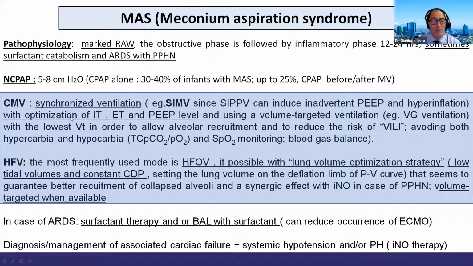In many cases for these babies, it's important to try to use the lowest tidal volume in order to maintain normal gas exchange. In many cases, you can use high frequency oscillatory ventilation. In some cases, it's necessary to use lung volume optimization strategies, but always try to use the lowest tidal volume and a constant CDP, and try to reduce the lung injury occurrence. Volume target, when available, could be suggested.